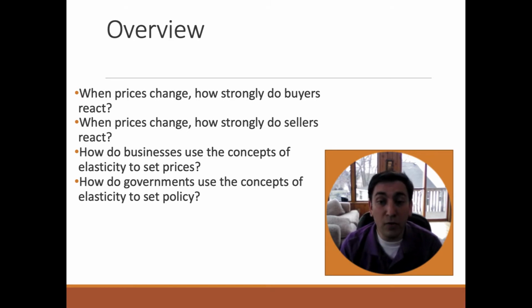We may change the price of a related good. So if I change the price of Coke, what does that do to Pepsi? We may change income. We may change the price for the seller. So there are various types of elasticity. Then we're going to tie this together at the end and ask how this concept actually gets used in business or in government. Why do we care that some goods or services are more or less responsive than others?